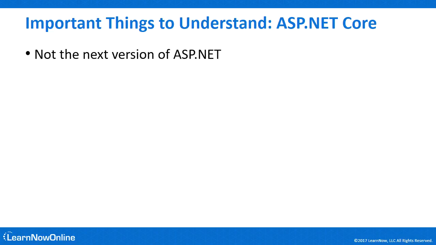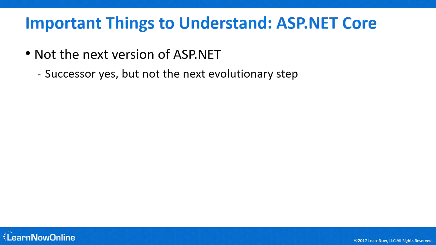So the first thing to understand is that ASP.NET Core is not the next version of ASP.NET. It is the successor, but it's not the next evolutionary step. So again, I'll be repeating this over and over, particularly in context when I talk about features that look an awful lot like what were available in classic ASP.NET, particularly the MVC features. But this was a complete rewrite from the ground up. So just keep that in mind.